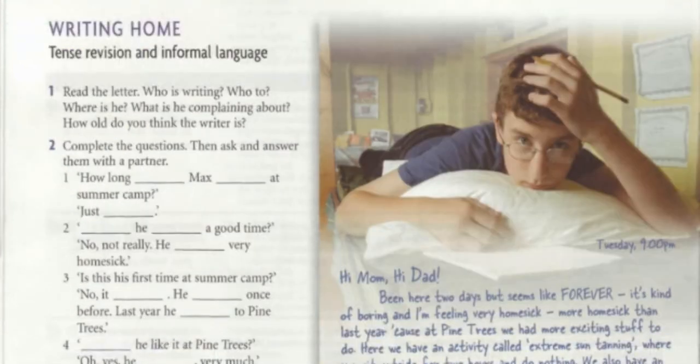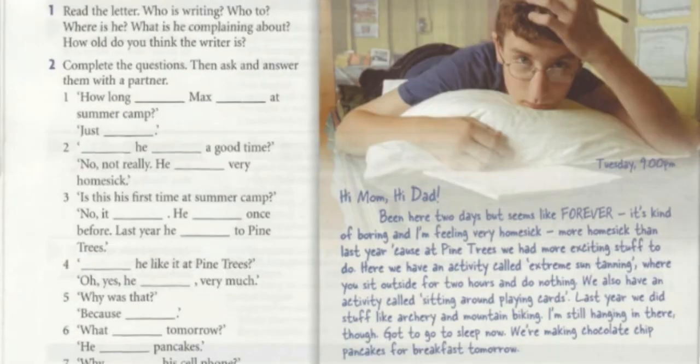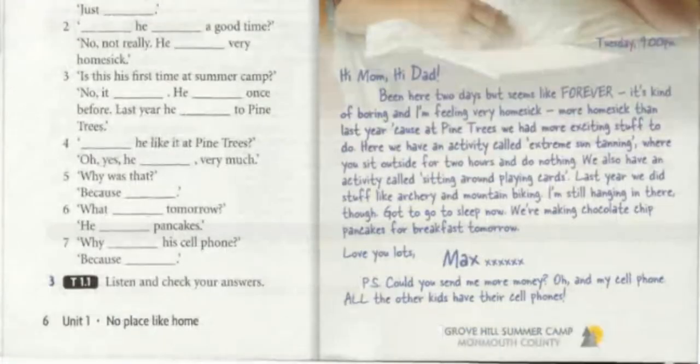Who is writing? Max is writing. Yes, Fatma, great. Who to? His parents. His parents, very good. Where is he? In summer camp. Yes, very good. How did you know? Well, you gave us another exercise where you wrote that. I see. Yes. Very good, excellent.